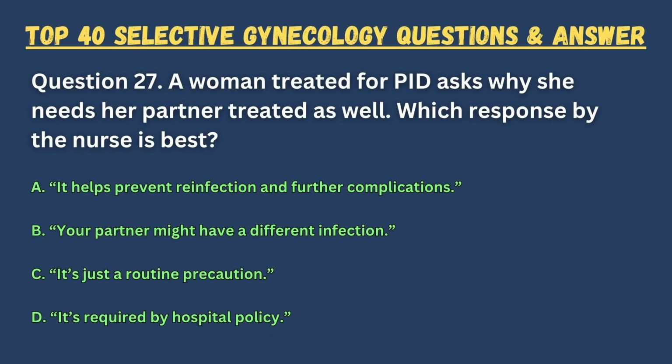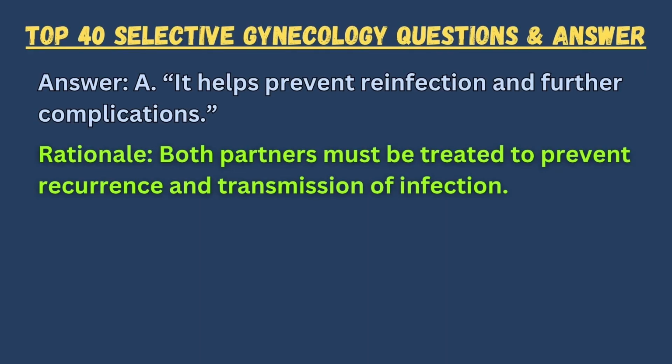Question 27. A woman treated for PID asks why she needs her partner treated as well. Which response by the nurse is best? A. It helps prevent reinfection and further complications. B. Your partner might have a different infection. C. It's just a routine precaution. D. It's required by hospital policy. Answer: A. It helps prevent reinfection and further complications. Rationale.